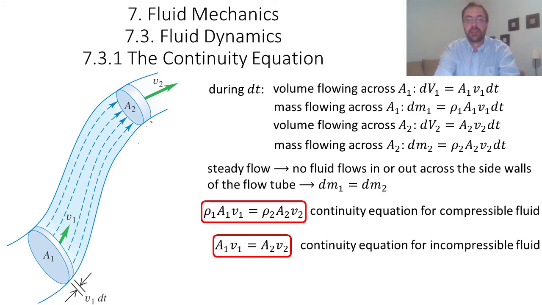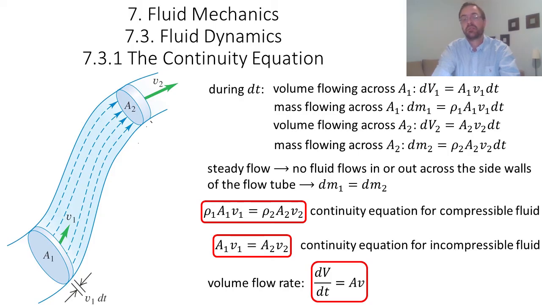Now, if the fluid is incompressible, then the density will always be the same. And so we can simplify ρ1 equal ρ2, and we obtain that A1 V1 is equal to A2 V2. Another way to say this is that the product A1 V1 is a constant in a flow tube. And in fact, this product represents the volume flow rate. As you can see, we have dV is equal to A times V times dt. And so dV over dt is equal to A times V.